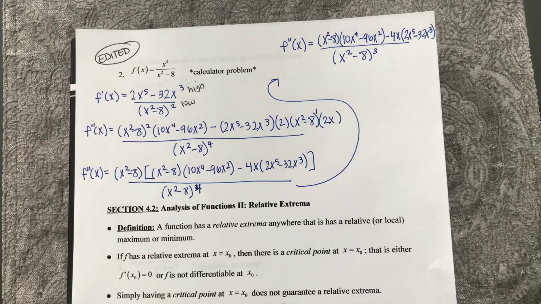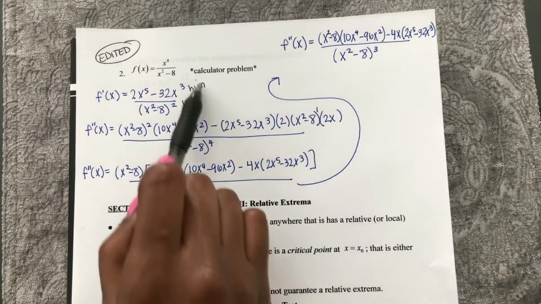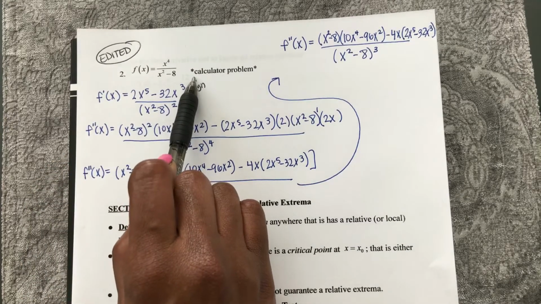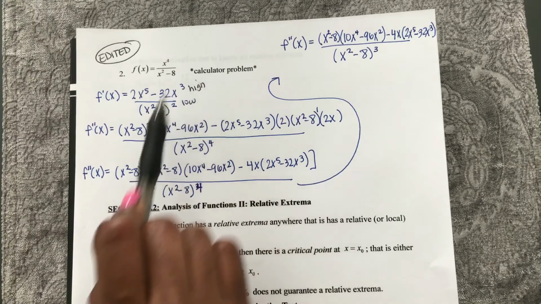Hey guys, I want to edit video number 2 from 4.2. I just want to show you how you can manipulate this problem a little bit more to make it easier to put in your calculator before you identify, and also some critical value points. So I have this derivative here that we found in video 2 of 4.1.